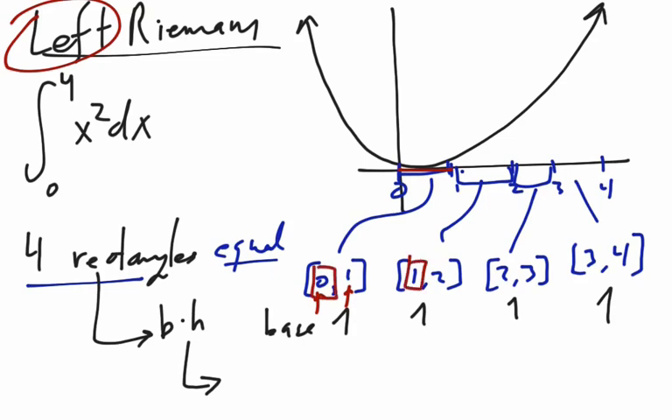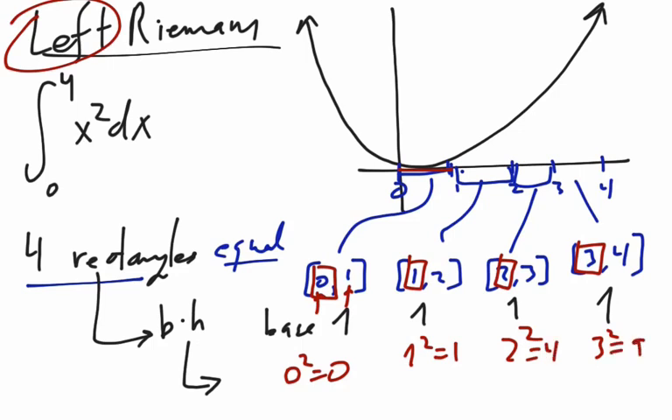So I pick the left endpoint for each one of these, and I take all those and plug them into the function. So 0 squared, guess what, is 0. 1 squared, 2 squared, and 3 squared. So this is going to be 1, 4, and 9.